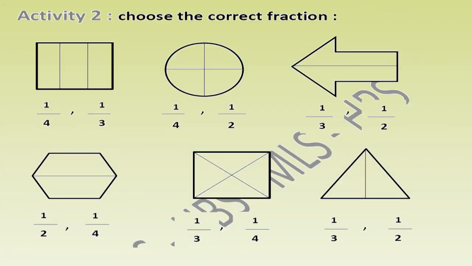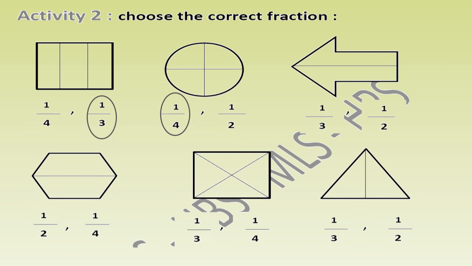Choose the correct fraction. Okay, look at this rectangle. This rectangle is divided into 3 parts or 4 parts? 3 parts, so we will choose 1/3. Each part of them is considered 1/3. The next one, this circle is divided into what? 2 halves or 4 quarters? 4 quarters. Each part of them is considered 1/4.